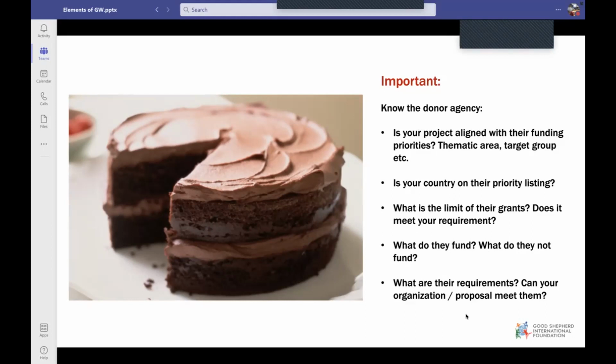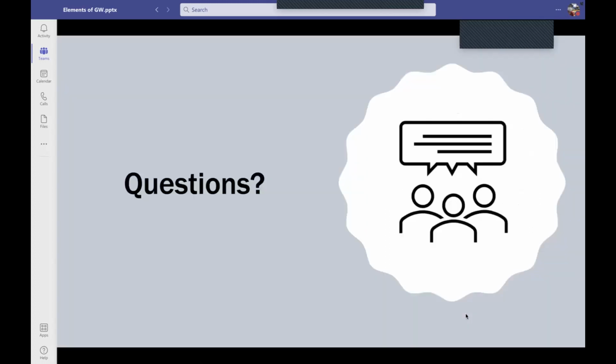If they require you to give them vouchers and receipts and to submit everything on a monthly basis for their monitoring, do you have the capacity to meet these requirements? So these are some important things that we want to share with you on the organization, the Congregation of Good Shepherd, the organization that's applying for the grant, and on donor agencies. So I'm going to pause here and ask if you have any questions.